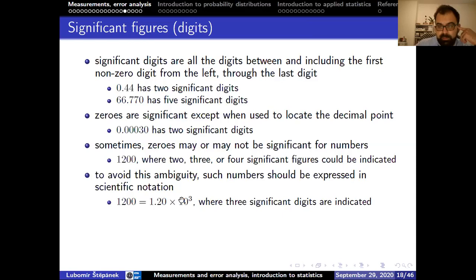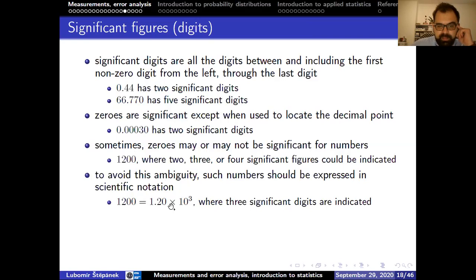You know it from Microsoft Excel. Yeah, but this is the way. And in this case, if I can see this, I can follow the first rule: first non-zero digit through the last digit. So 1, 2, 3. Yeah, 1, 2, 3. I'm not interested in this part.